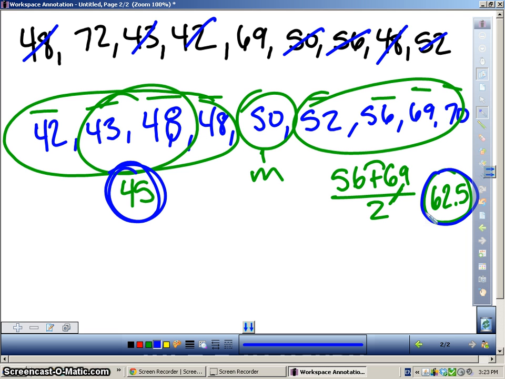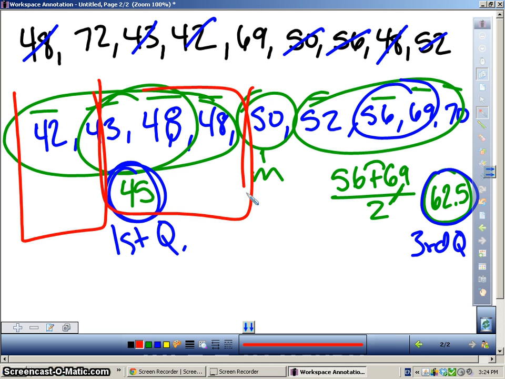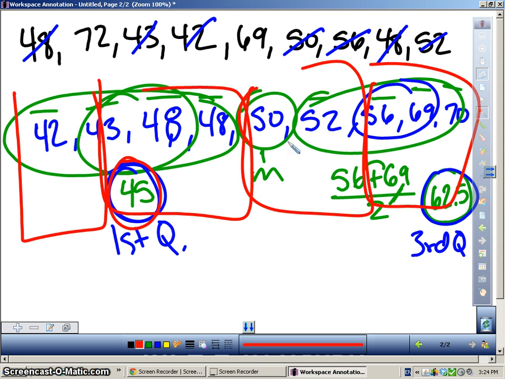Those numbers we like to call our first quartile and our third quartile. And all this means is I've split my data into 4 parts. Part 1, part 2, part 3, part 4. And at these different parts I've got 45, 50, and 62.5. Okay? So I've just split my data into fourths, essentially. And where those splits are, that's where our data is.